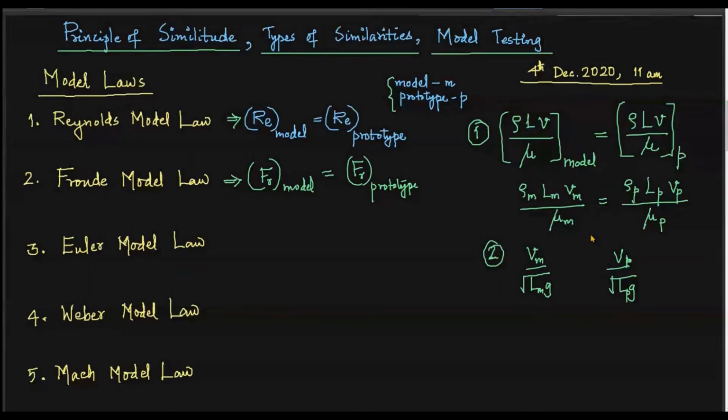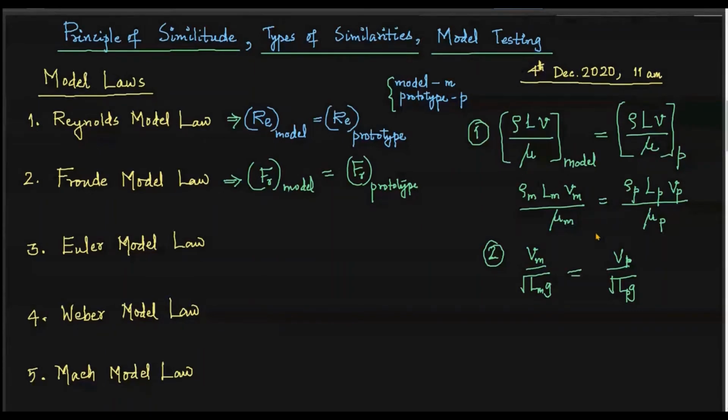Why am I not writing a separate g? Because the gravitational acceleration may be the same in both cases, since we generally use a mean value of gravitational acceleration on the Earth's surface. So wherever the test is conducted or wherever the prototype has to be operated, the value of g is necessarily the same. So V m by root of L m g is equal to V p by root of L p g. That is Froude model law.